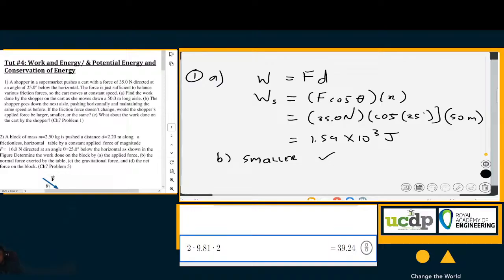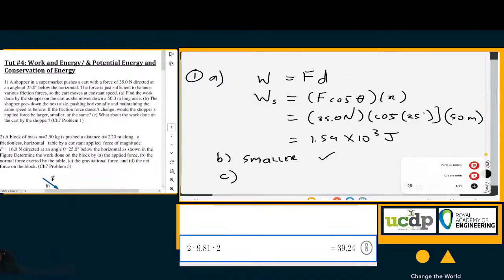Just check it out for yourself. This force is at an upwards angle, which means it helps the normal force, makes the normal force larger. And the larger the normal force, the bigger the friction. But since we remove that addition to the normal force, the frictional force is smaller. And if the frictional force is smaller but the speed stays the same, the applied force must be smaller. So the shopper's force is smaller.